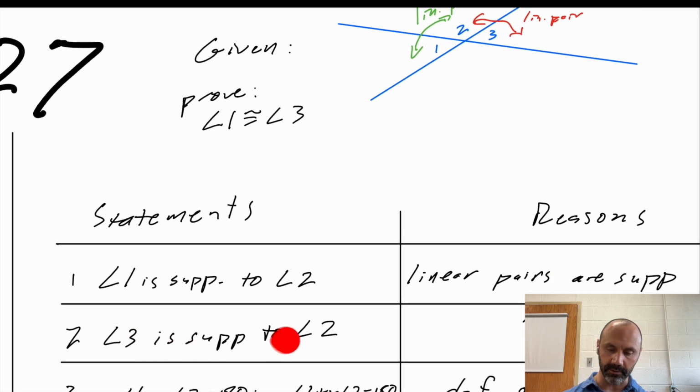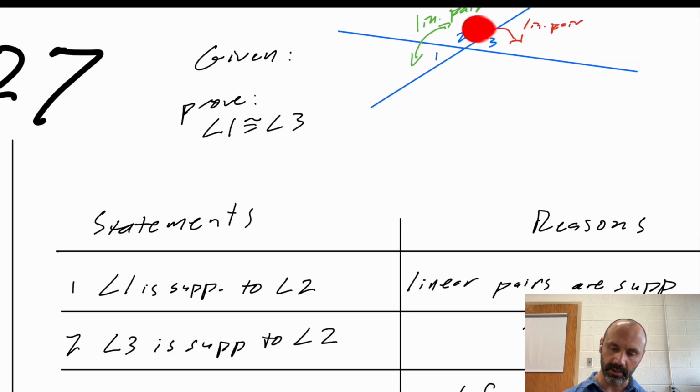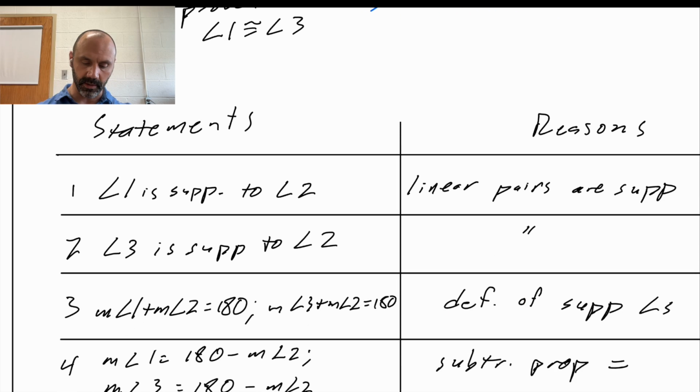Angle 3 is supplementary to angle 2. Okay, that again, there's a linear pair. So linear pairs are supplementary. Okay, so then that means the measure of angle 1 plus the measure of angle 2 is 180. Measure of angle 3 plus the measure of angle 2 is 180. I'm going to be doing some algebra, so I need to have equations. So I get this into equation form. How do I know this? Because this is the definition of supplementary angles, that their measures add to 180.